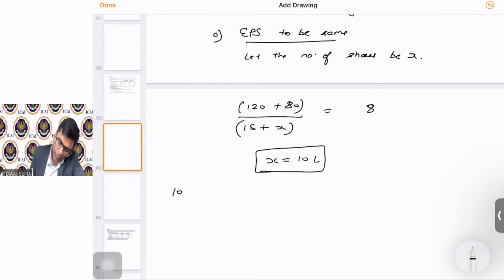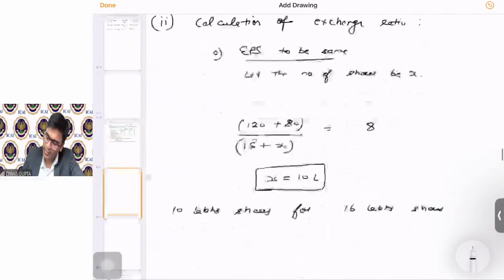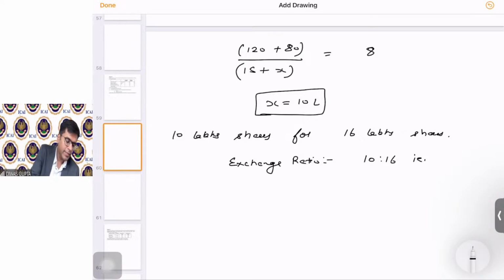So 10 lakhs shares for 16 lakhs shares that have been already issued, right? Against these 16 lakh, 10 lakhs are being issued. So the exchange ratio comes out to be 10:16. That is 10 divided by 16, which is equal to 0.625:1. So students, please note that we were told to calculate 4 decimal points, but since only 3 decimal points are there, we will restrict it to there.